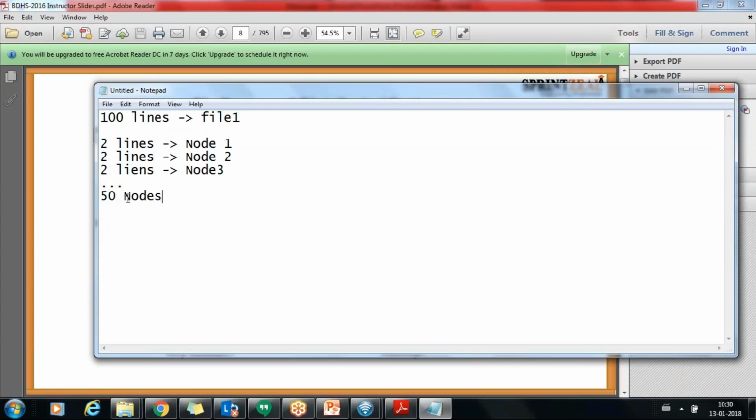So I'm going to run the processing on 50 nodes. Unless and until all of the 50 nodes produce their output, I will not be able to process the 100 lines, right?